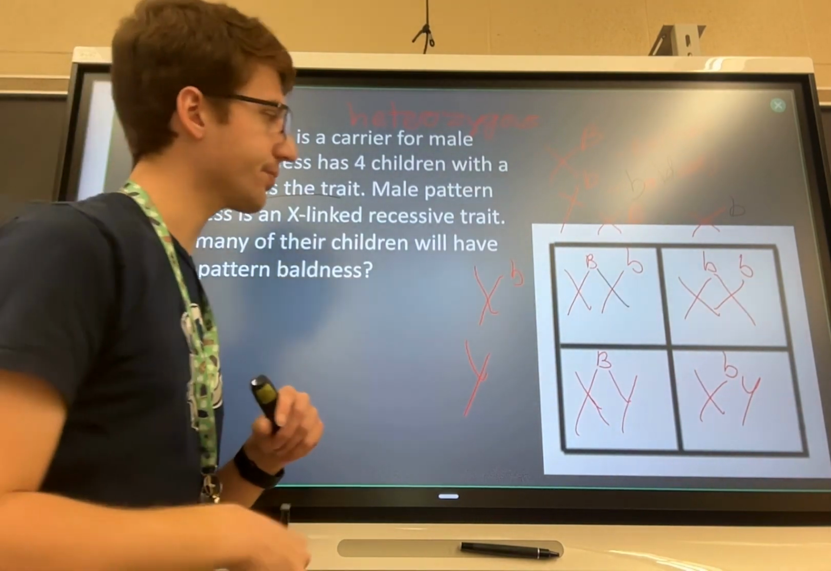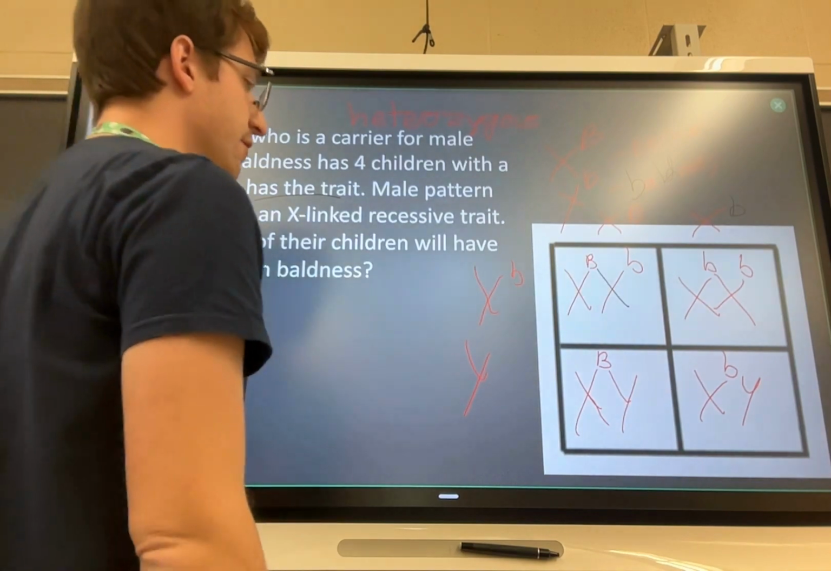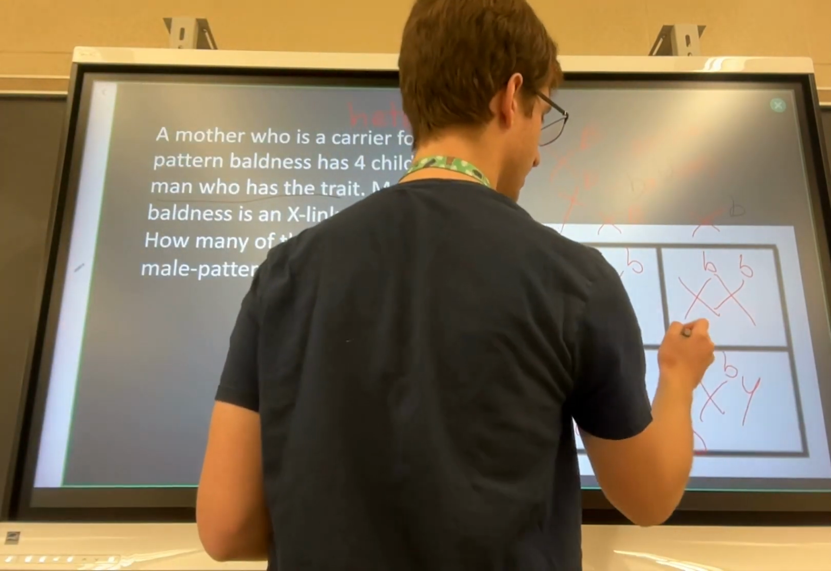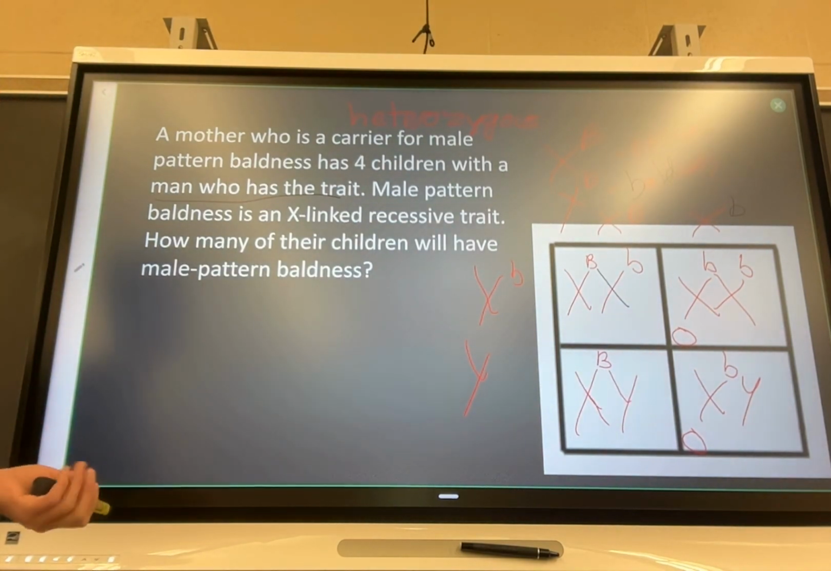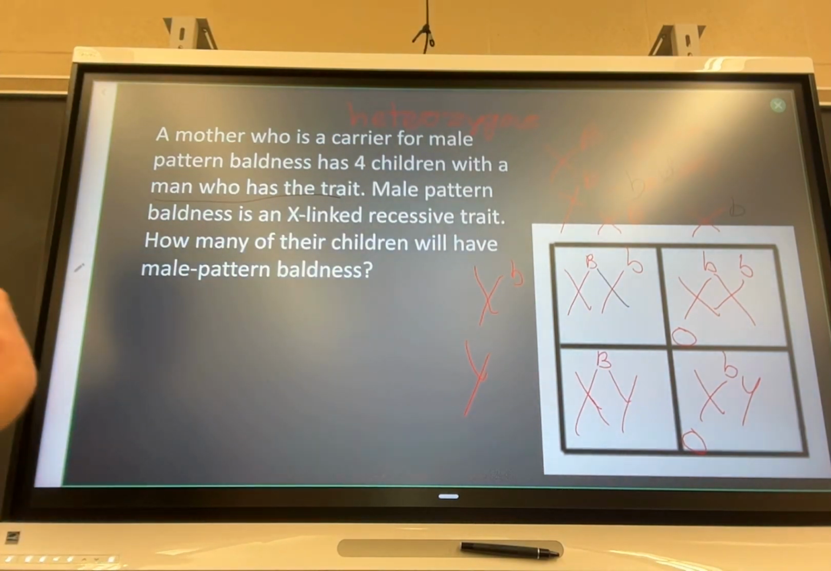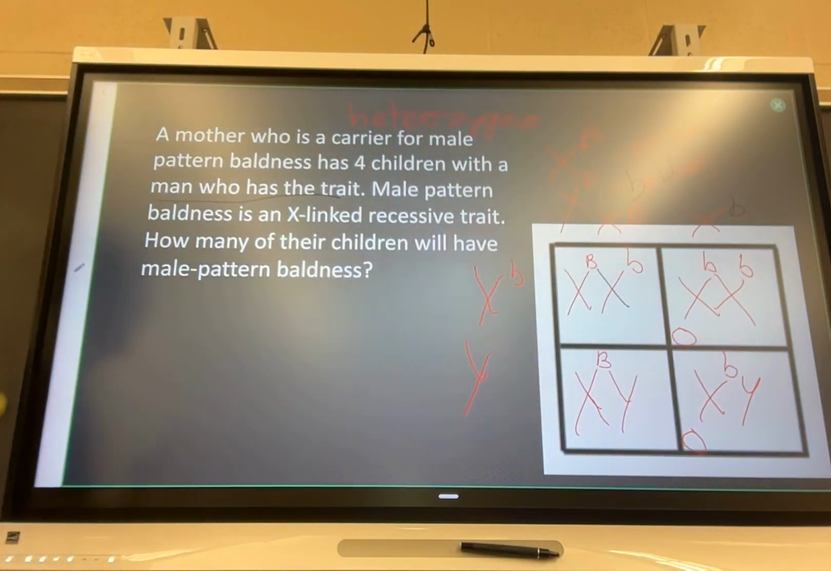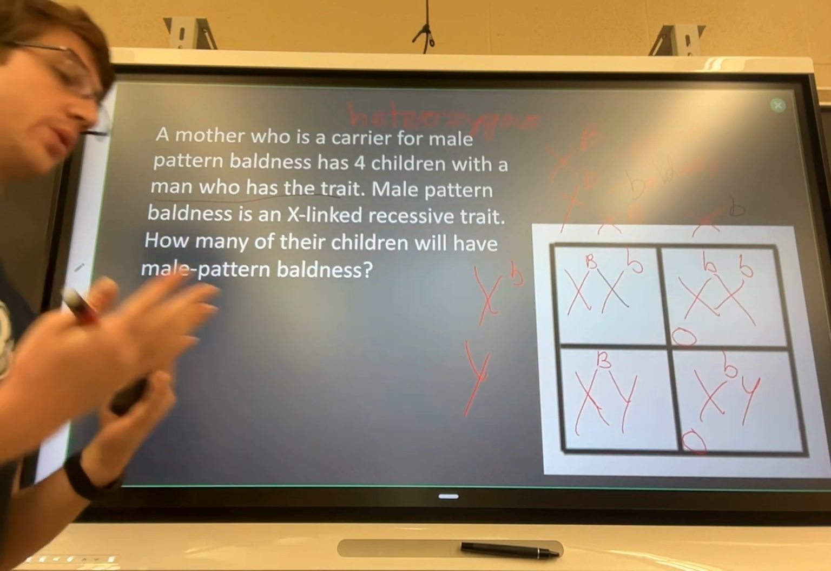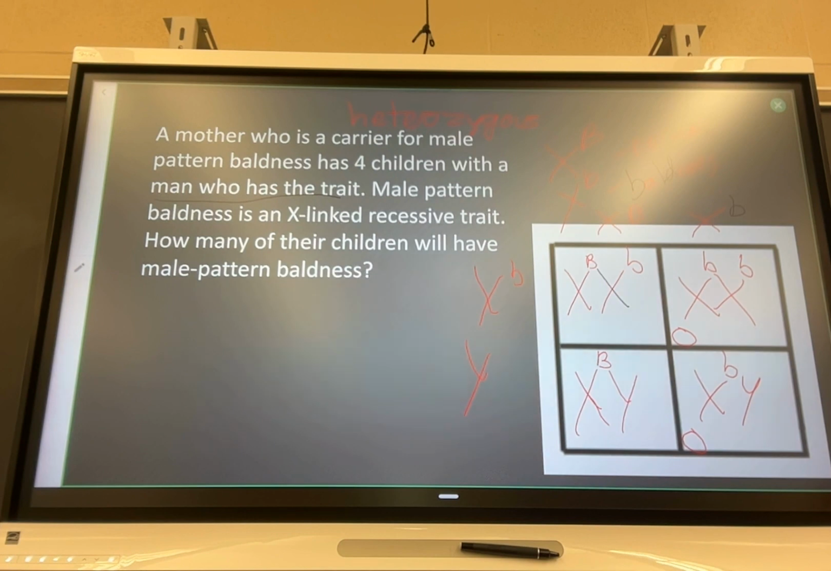So in total, of these 4 children, we have 2 individuals that are going to be affected by male pattern baldness. We have a female that has both recessive traits. If we have both recessive traits, that means we are going to have the trait. And we have a male that has 1 trait and a Y chromosome, which means that he is also going to be affected by this trait. So we have a 50-50 chance of whether or not we are going to get an offspring with this trait.